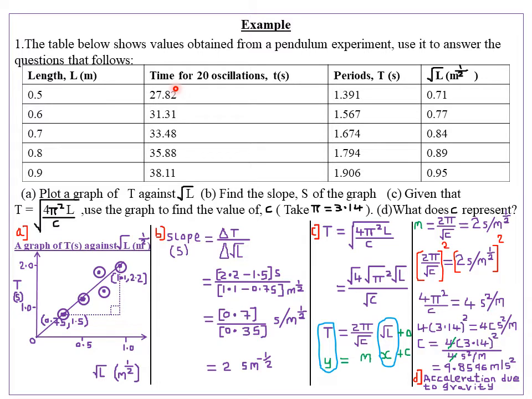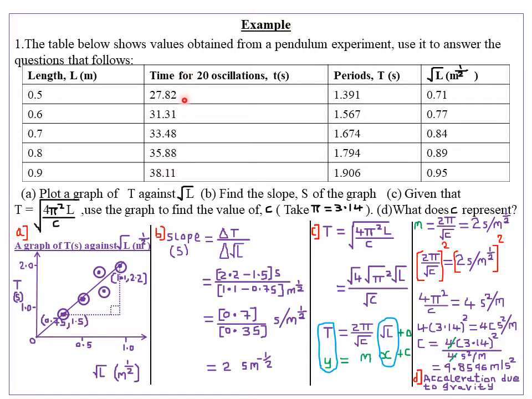Then just some key points to note when you are filling the table. Always ensure that the number of decimal points is uniform for each column. For example, if this is the length column, this is 0.5, correct to 1 decimal point. You can see that all values are correct to 1 decimal point in that column. Then time for 20 oscillations: also ensure that the number of decimal points is uniform. As you can see, this is correct to 2 decimal points, and this one also, and all the others.